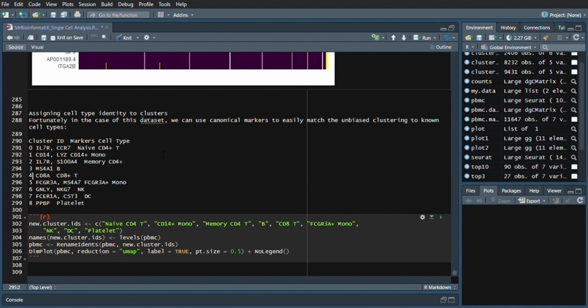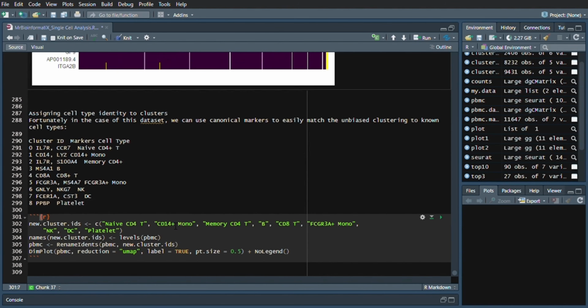So based on the table that associates each cluster with specific cell types, we are going to rename the clusters in our dataset to reflect these cell types more clearly. This renaming process will help us interpret the clusters in a biologically meaningful way. After renaming, we will generate a UMAP plot to visualize the updated clusters.